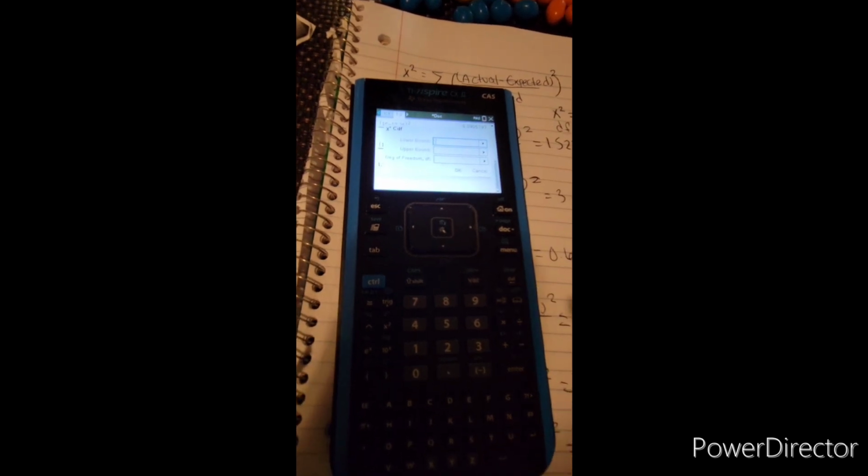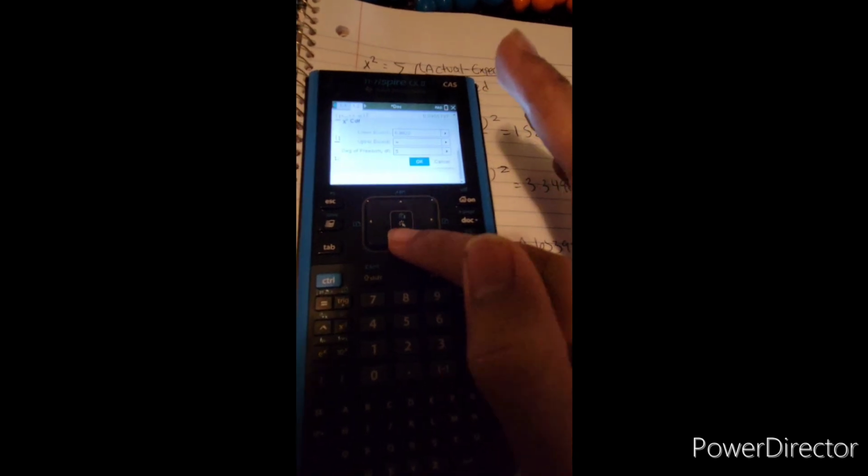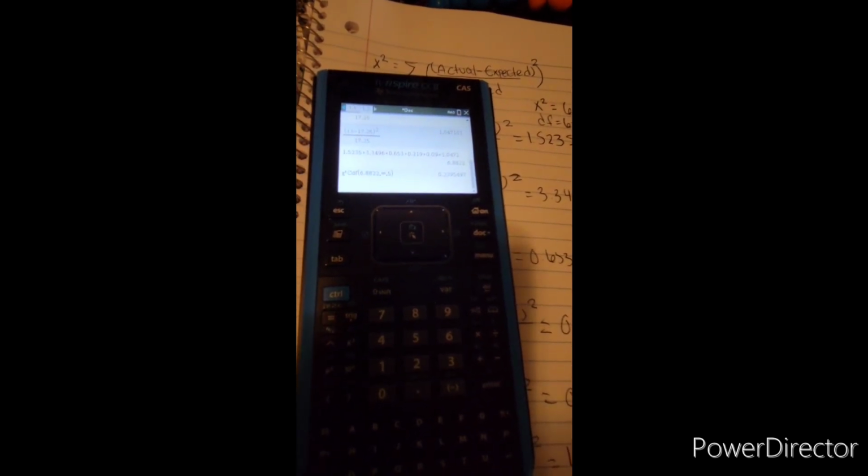Over here, our lower bound is going to be our chi-square statistic, which in this case was 6.8822. Our upper bound is going to be infinity, or you can put 99999, which gives similar results. Our degrees of freedom in this case is 5. And we get a p-value of 0.229. So this is the information we got.